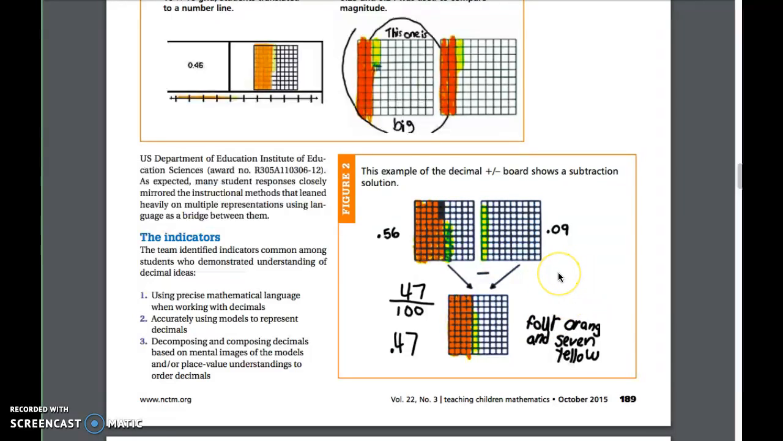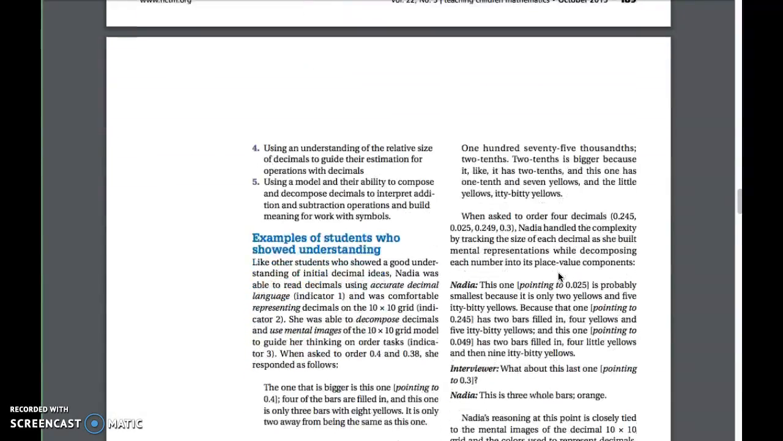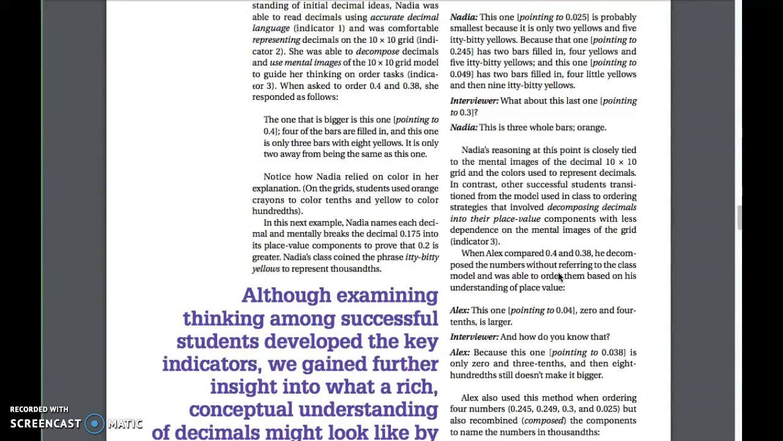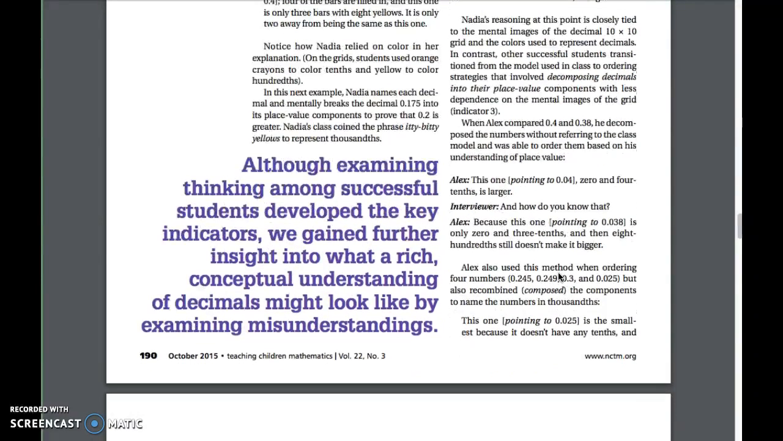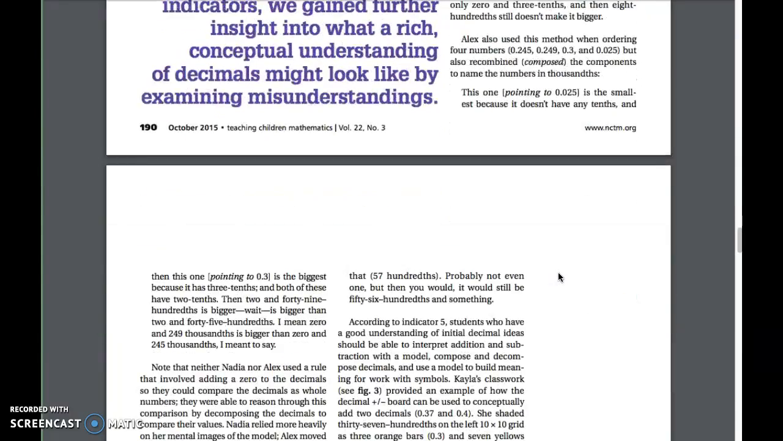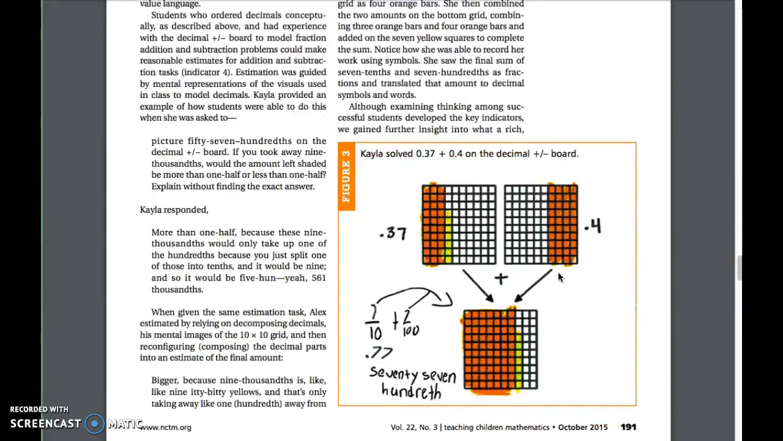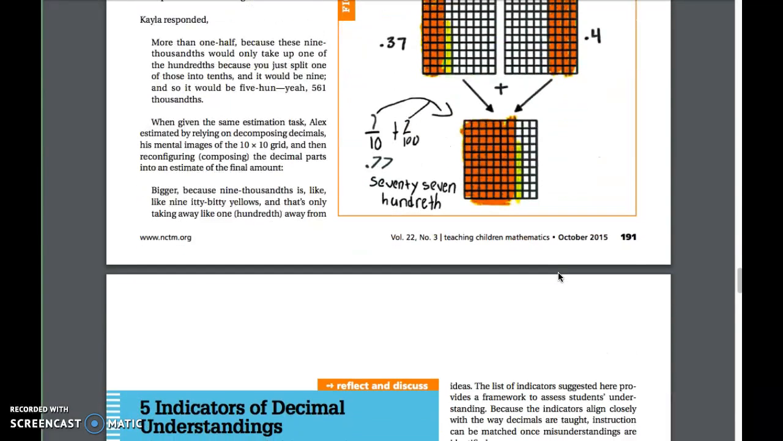The authors state that, in contrast, other successful students transitioned from the model used in class to ordering strategies that involve decomposing decimals into their place value components with less dependence on their mental images, which connects to the 3rd indicator. So when a student compared 4 tenths and 38 hundredths, they decomposed the numbers without referring to the model and were then able to order them based on their understanding of place value. So it really illustrates how students can move away from the grid, but still be able to hold on to that mental image.